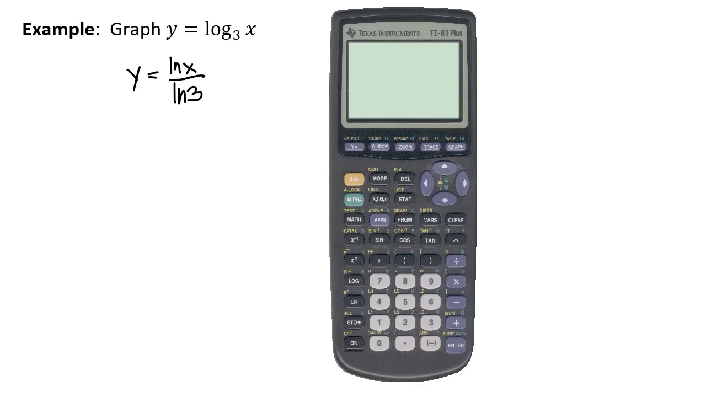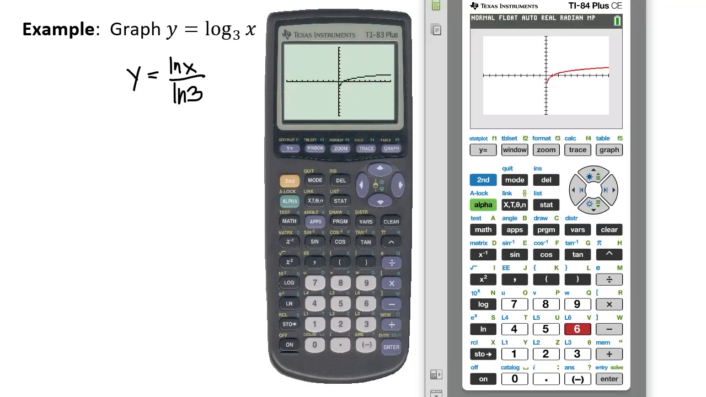Now, if you have an older calculator, you do not have a choice. You have to use the change of base formula. So y equals, it doesn't do alpha window. So I'm going to go to y equals, and I have to use the change of base formula, ln x divided by ln 3, and zoom 6 will work the same on this TI-83. It doesn't look as pretty, but it still works.